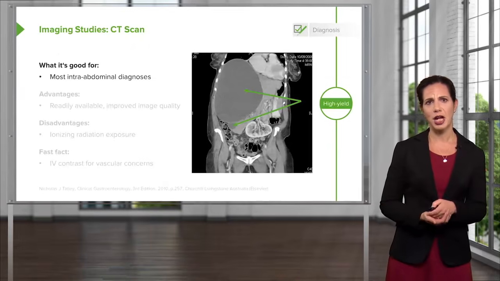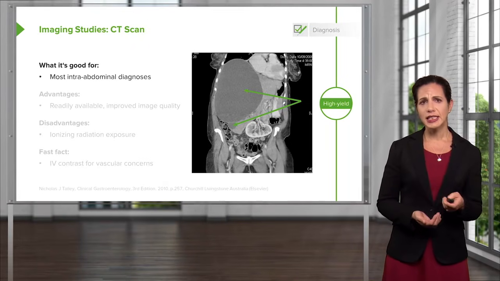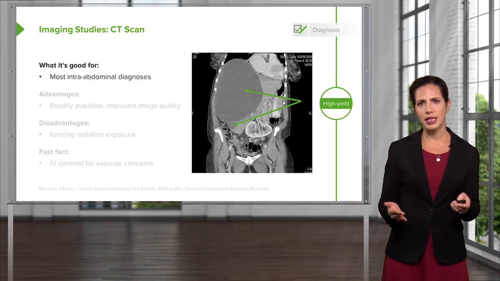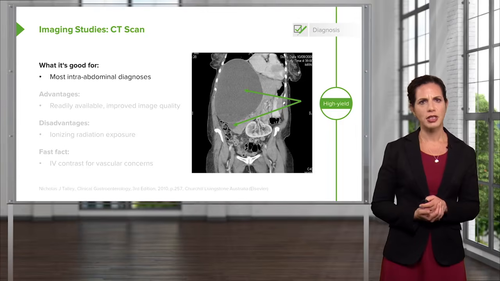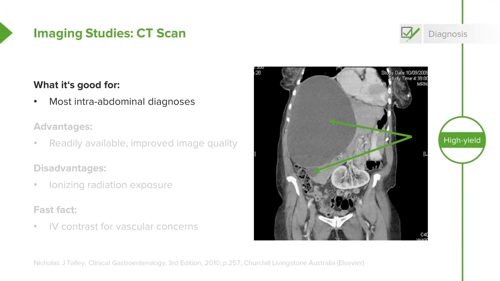The last imaging modality is CT scan. CT scan is the thing that's used very commonly when looking for abdominal pain issues. What it's good for is mostly intra-abdominal diagnoses. So this is good for looking for appendicitis. It's good at looking for any kind of bowel obstruction. It's good at looking for any kind of infection or abscess in the abdomen.